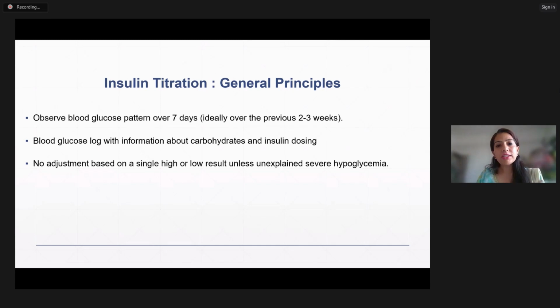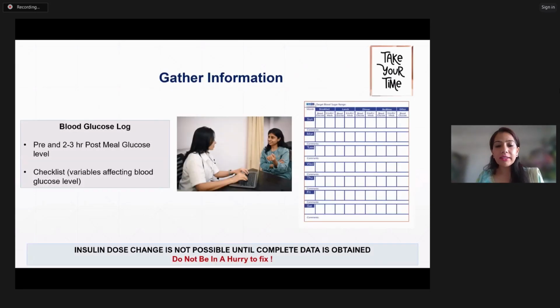And no adjustment should be based on a single high or a low unless there is unexplained severe hypoglycemia. And it's always best to fix the hypoglycemia before working on the hyperglycemia because that is of immediate threat. So, first, take your time, gather the information.